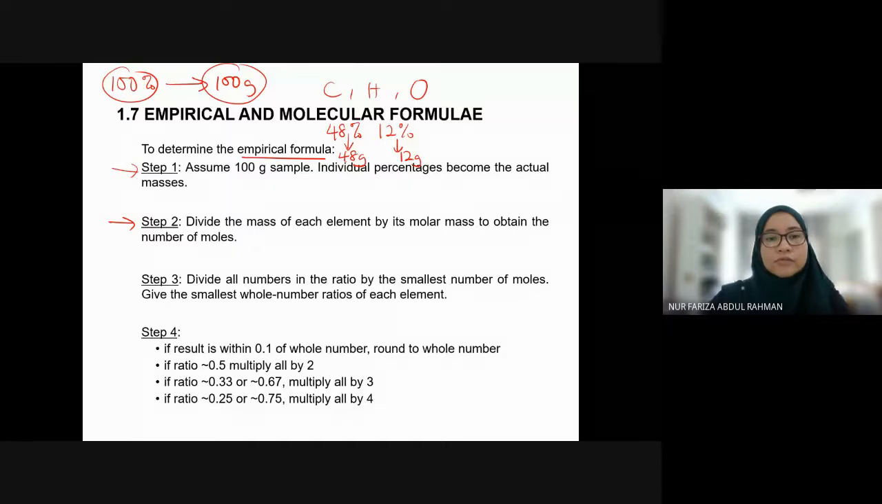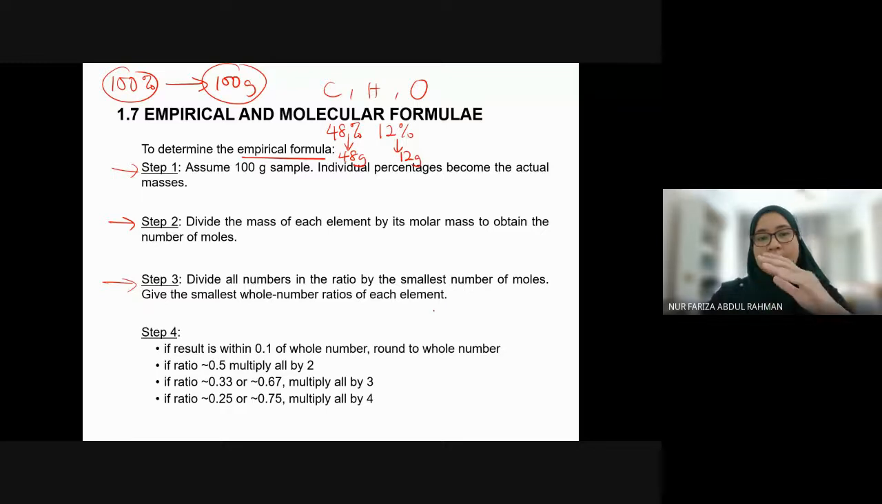Okay. So next step is to convert the mass given into moles for each of the constituents in the compound. Okay. Step number 3. Divide all numbers in the ratio by the smallest number of mole. Give the smallest whole number ratios of each element.